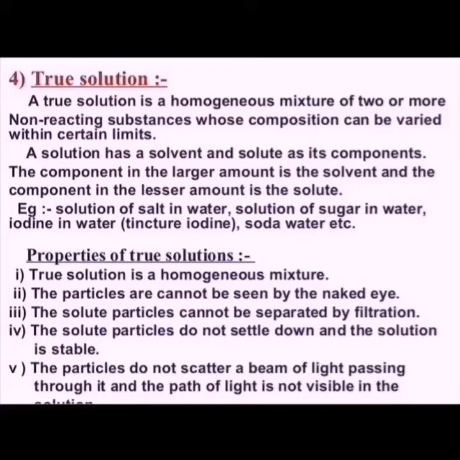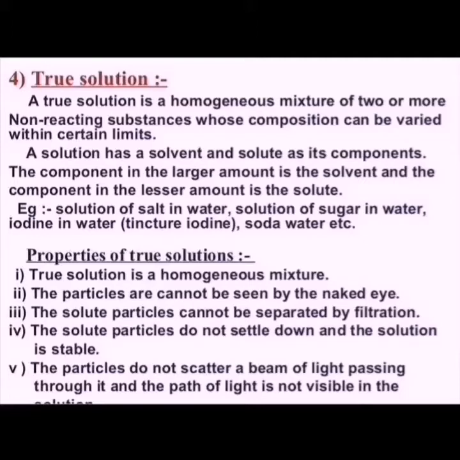Children, shall we see what a true solution is? A true solution is a homogeneous mixture of 2 or more substances whose composition can be varied within certain limits. A solution has a solvent and the solute as its components. The component in the larger amount is the solvent and the component in the lesser amount is the solute. Examples: solution of salt in water, solution of sugar in water, iodine in water and soda water, etc.